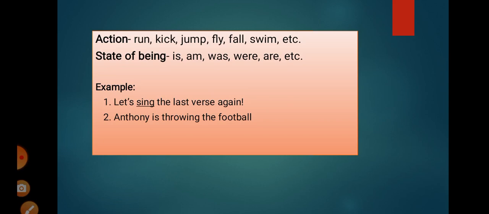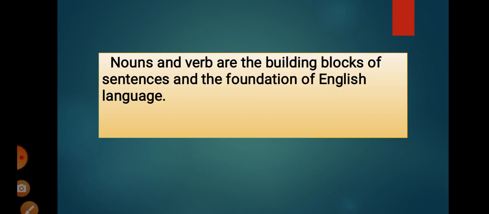So action verbs are words that make doing something, and a state of being verb is a word that is will be. For example, let's sing the last verse again. In the number 1 example, the word sing tells an action or something's doing. Therefore, the word sing is a verb because it expresses an action. Nouns and verbs are the building blocks of sentences and the foundation of the English language. So the reason why our first 2 parts of speech are noun and verb is because they are the foundation of sentences as well as the foundation of the English language.